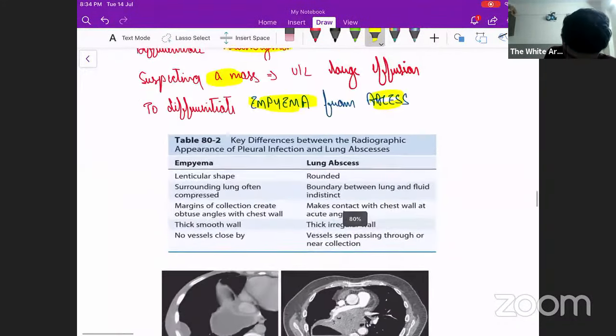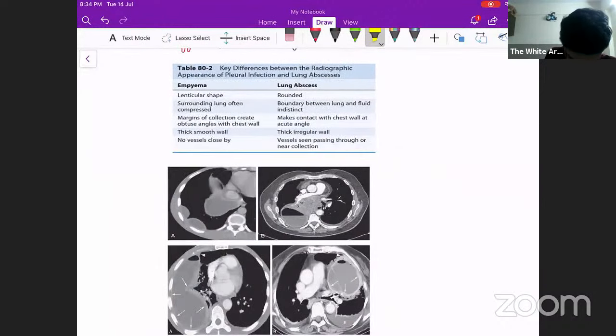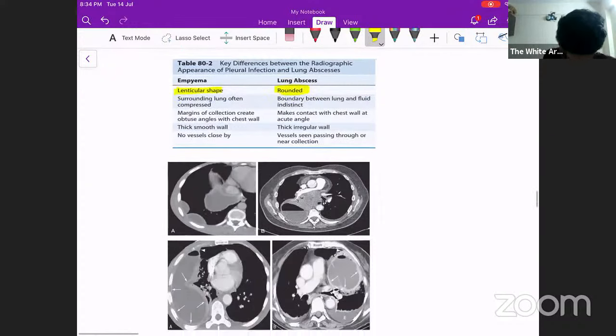So how do we tell? One is shape. Empyema will be lenticular in shape. As we see the shape over here, this will be rounded. Lung abscess will be a rounded mass. Next, an air fluid level will usually be present in lung abscess as compared to empyema. Next, in empyema the surrounding lung is often compressed, but a lung abscess arises from inside the lung itself, so the boundary cannot be made out distinctly.